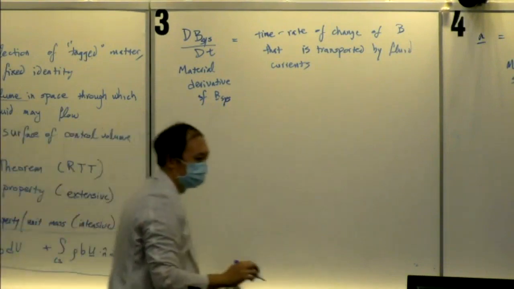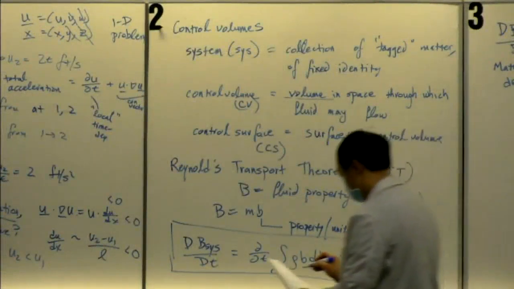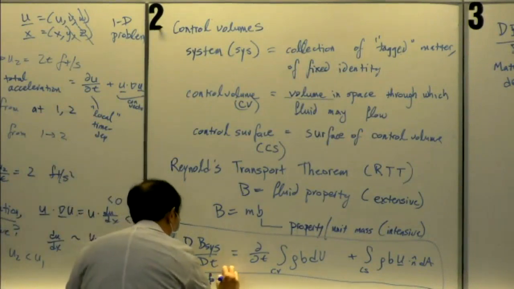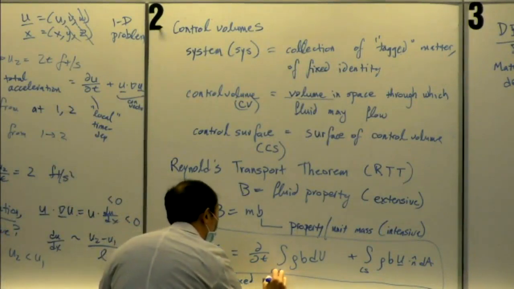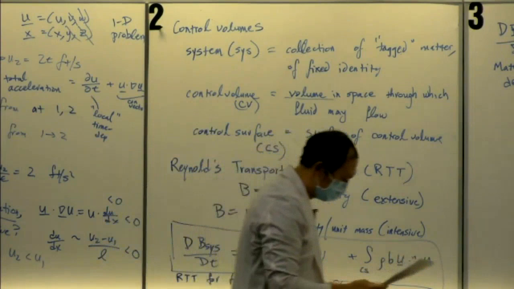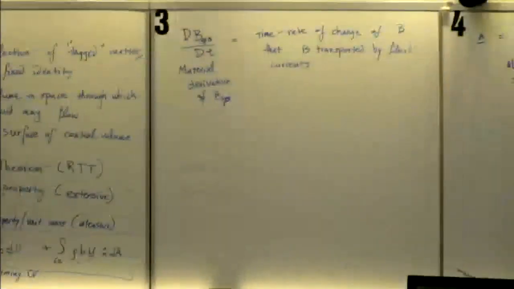Oh, I got to write one more thing. So the equation, I got to label this. This equation is Reynolds transport for a fixed, non-deforming control volume. There are some years I put the deforming control volume, but I consider that to be much more difficult than the non-deforming ones. So just try to master the stationary control volume first. All right.